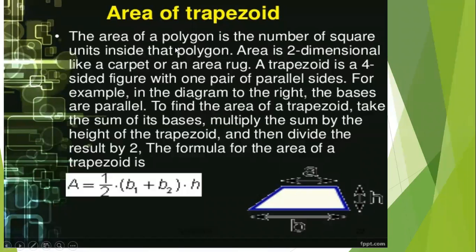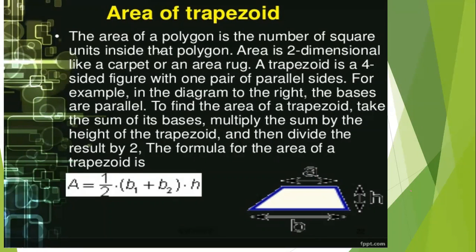Then for area, we use the formula shown down here. Area is a half, B1 plus B2, multiplied by H. H is the height, which is the vertical distance from here to here. So the height should be a vertical distance which meets the base at an angle of 90 degrees, meaning this line here should be perpendicular to the base. So if you call this B1 and this B2, the shorter and the longer sides are B1 and B2, as you can see here.